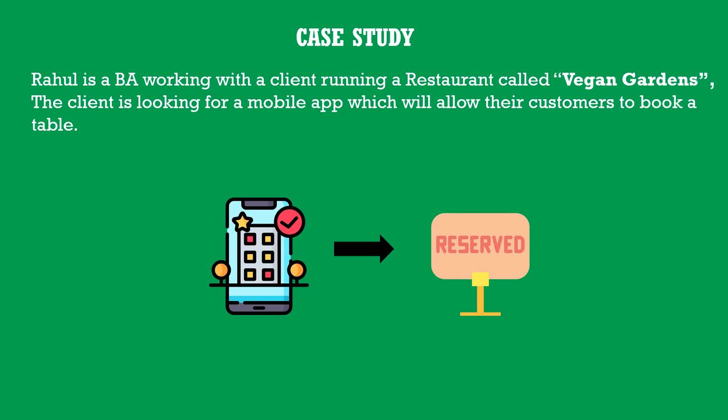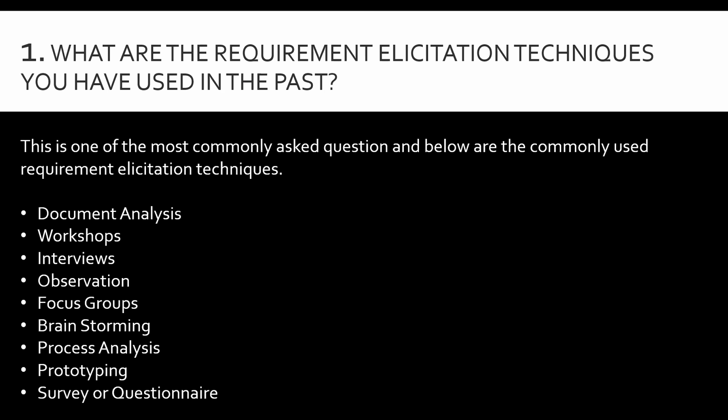As always, we will use a simple case study which will make the concepts easy to grasp. Rahul is a BA working with a client running a restaurant called Vegan Gardens. The client is looking for a mobile app which will allow their customers to book a table. Moving on to question 1.